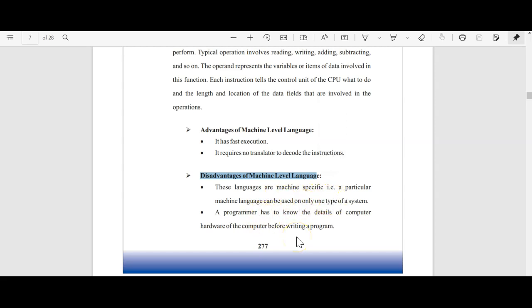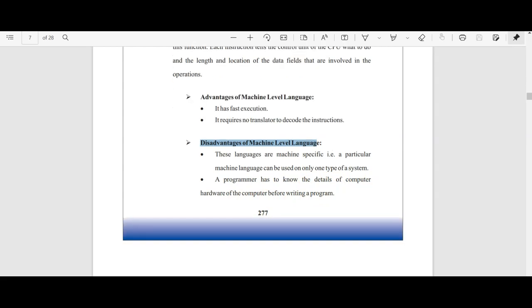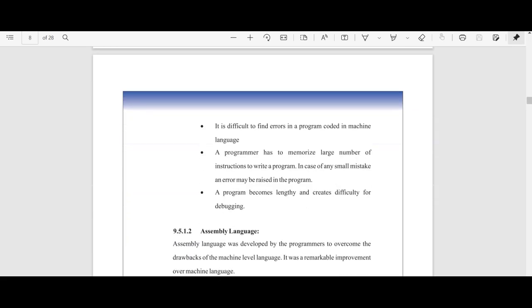The second drawback is that a programmer has to know the details of the computer hardware before writing the program, because based on the structure, a programmer needs to code it accordingly. And it is very difficult to find errors, because it is very difficult for programmers to memorize and remember. So it becomes a very difficult task, and programs become very lengthy, because each of your instructions is in hundreds or thousands of lines in binary language, so it creates a lot of long programs.